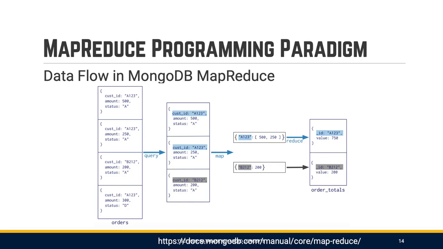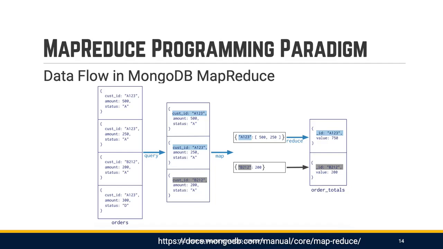Notice that A123 is listed at the top with amount 500. A250 is listed. So this is everything where the status is A. So these are all the active statuses. All right, so the next step is, so that's the query. That's what starts all this together.